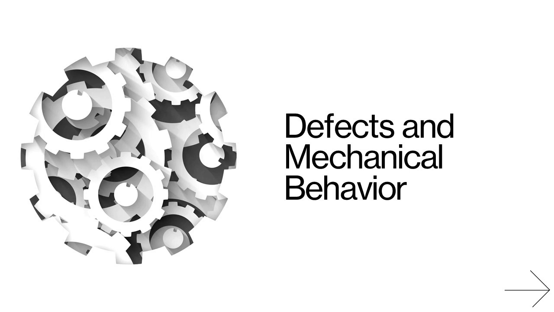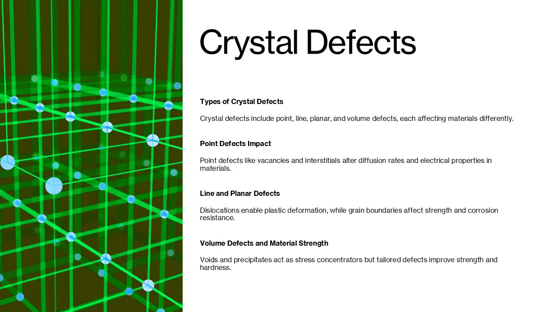Defects are not always bad, they can be engineered to improve properties. Crystal defects are imperfections in the atomic arrangement of a material and are classified into point, line, planar, and volume defects. Point defects include vacancies, interstitials, and substitutional atoms, which can alter diffusion rates and electrical properties.